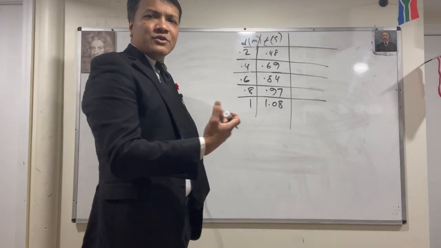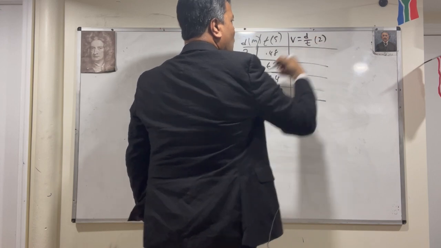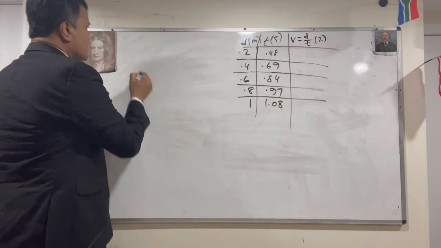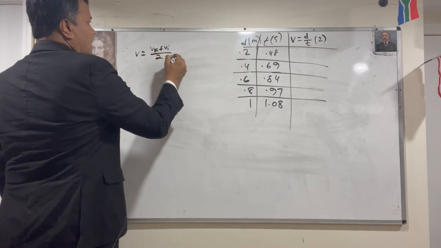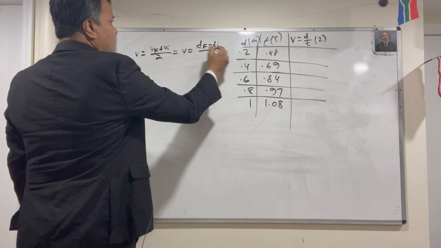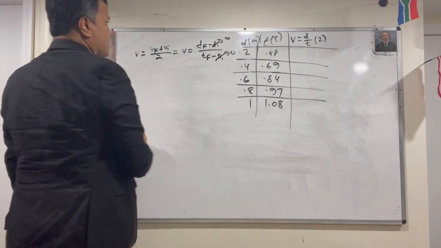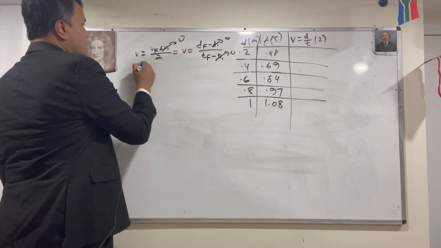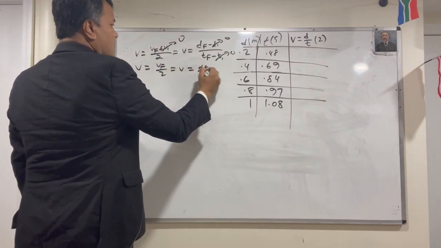So this is the data I collected. Let's find the velocity. Velocity is distance over time times 2. Why is that? Let me prove it. Average velocity is (Vf plus Vi) over 2. Also velocity is (Df minus Di) over (Tf minus Ti). Di is 0, right? And Ti is 0. So V is equal to Vf over 2, and V is equal to Df over Tf.